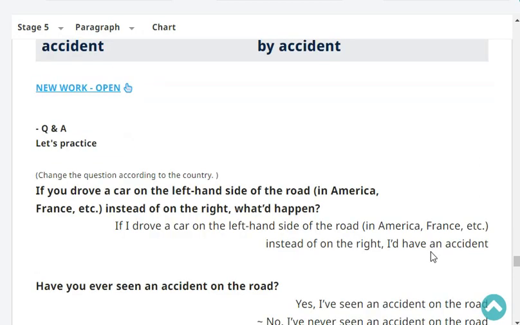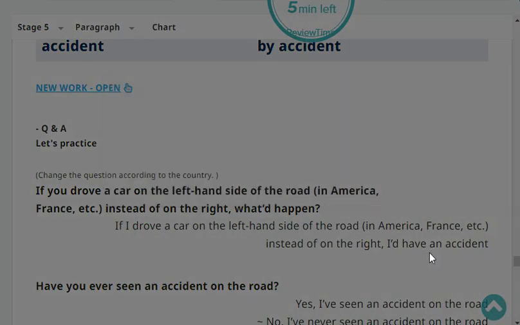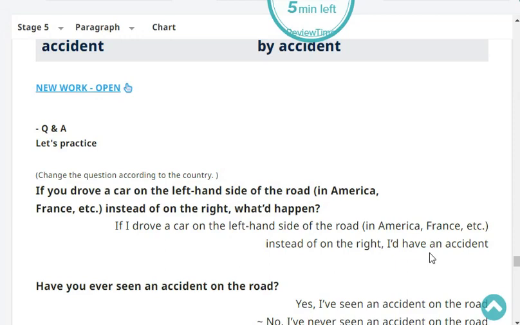If you drove a car on the left-hand side of the road in America instead of on the right, what would happen? If I drove a car on the left-hand side of the road instead of on the right, I'd have an accident.